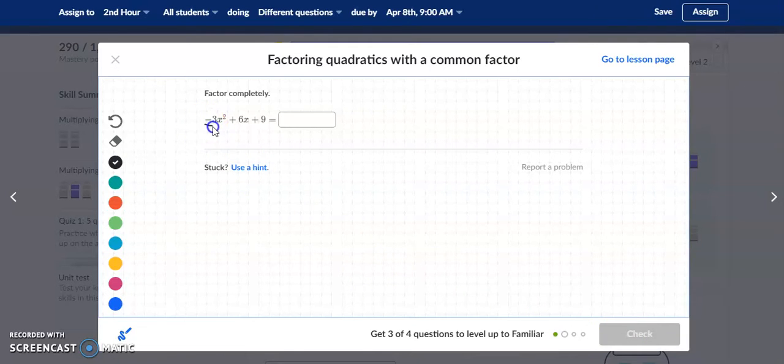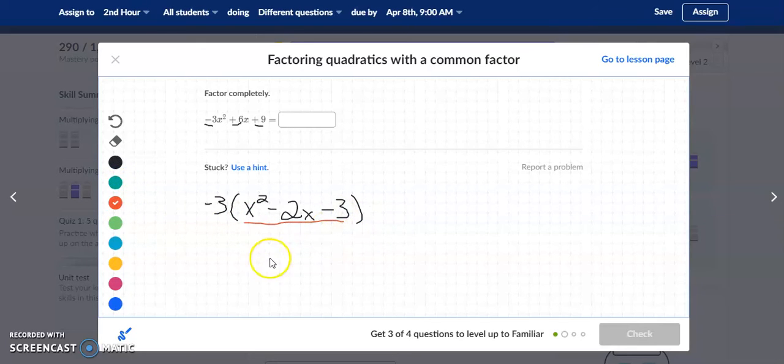As I take a look, this negative 3, 6, and 9, all of them are divisible by 3. Now, one of the little tricks here is that this is a negative. I'd like to take out a negative 3. What that means is that the signs are all going to change here, because if I think about it, negative 3 divided by negative 3 is going to give me a positive 1x squared. 6 divided by negative 3, that's going to give me a negative 2x. And then 9 divided by negative 3 would give me a negative 3.